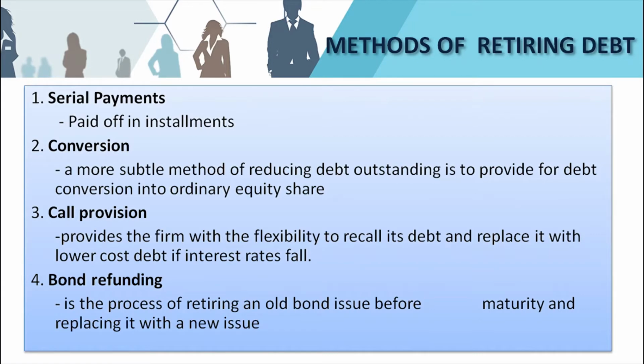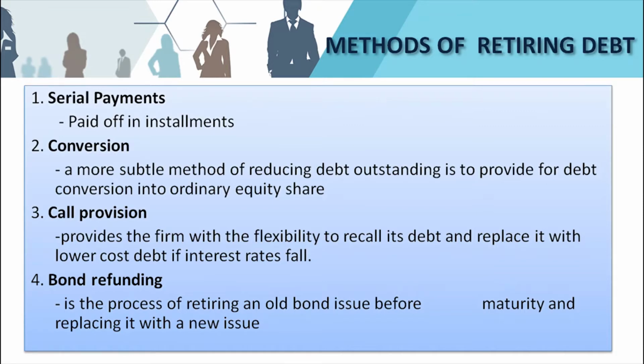Bond refunding is the process of retiring an old bond issue before maturity and replacing it with a new issue. So nag-o-occur itong refunding when interest rates have fallen at yung bond may be sold at a lower interest rate. Dito rin sa refunding ay nagkakaroon ng overlap period wherein the new bonds have been issued and the old bonds have not yet been called. Kadalasan nagkakaroon ng overlap period dahil yung mga firms ay gustong mag-obtain ng funds from the new issue before calling the old bonds.